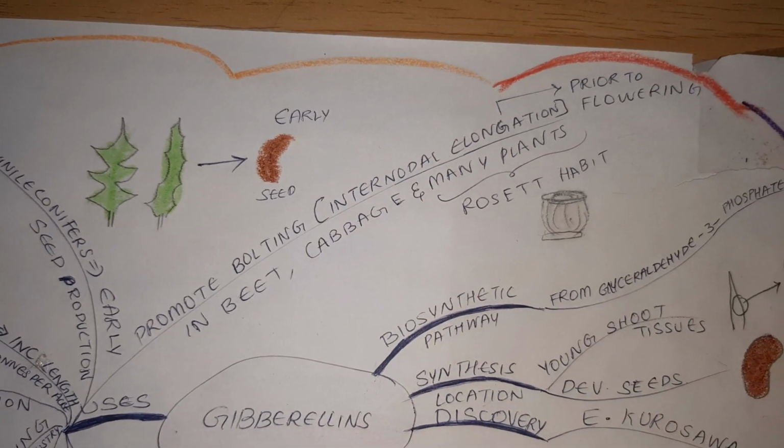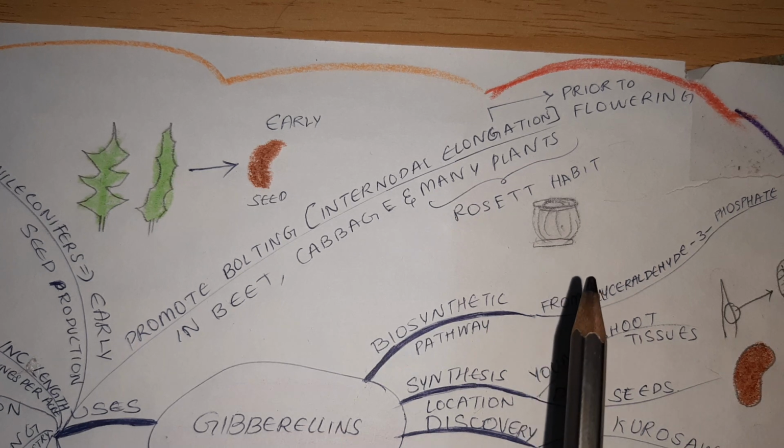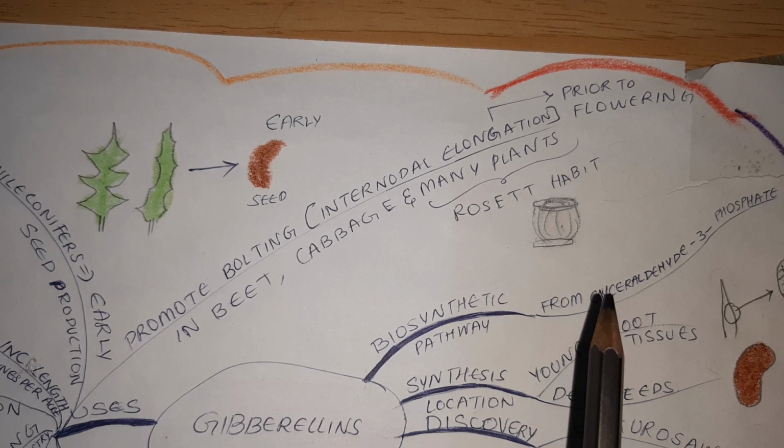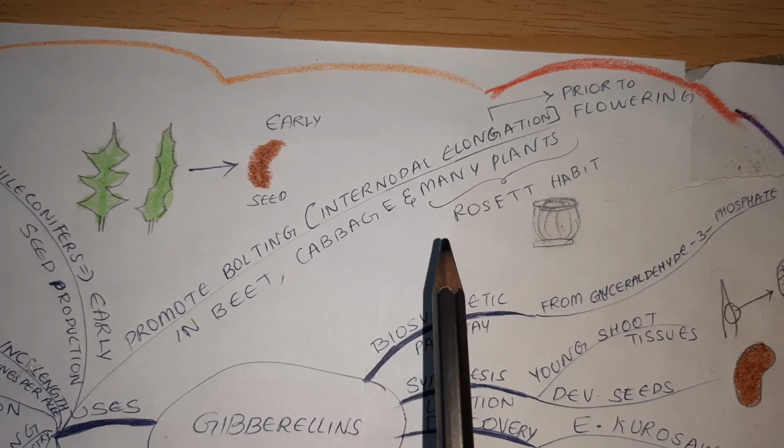Gibberellins also promote bolting. Bolting means internodal elongation. Prior to flowering, means before flowering, if you spray gibberellins, then they promote bolting, which means internodal elongation in beet, cabbage, and many other plants.